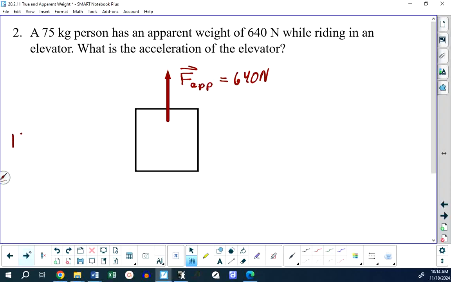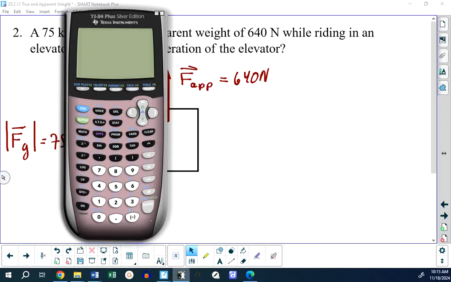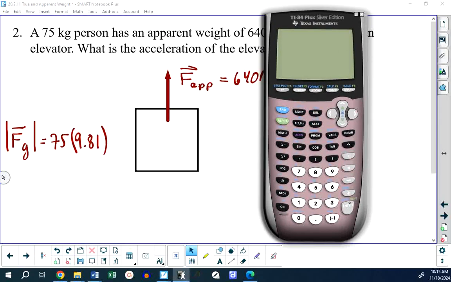So what is the magnitude of the force of gravity, also known as your true Earth weight? It's 75 kilograms times 9.81 newtons per kilogram. For some reason this morning I'm on a kick of not putting units. I don't think it really matters. If you want to put units in, put units in. What are we going to get here? 75 times 9.81, 735.75.